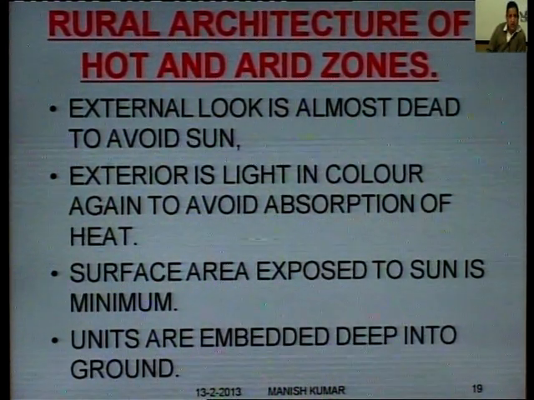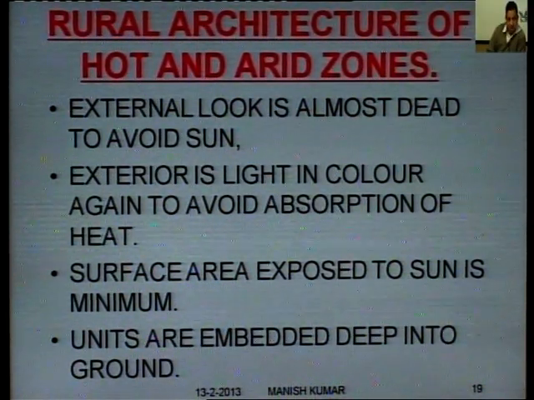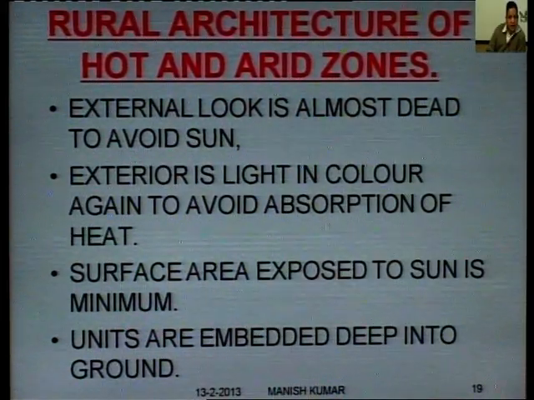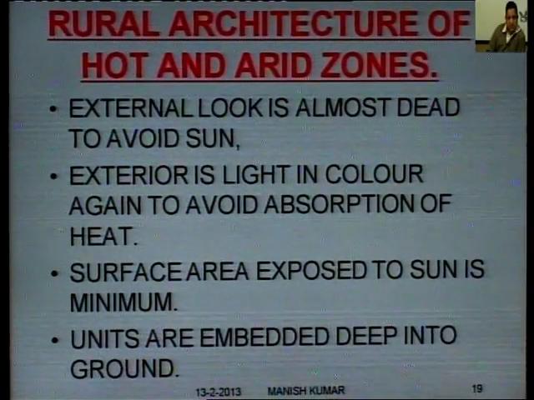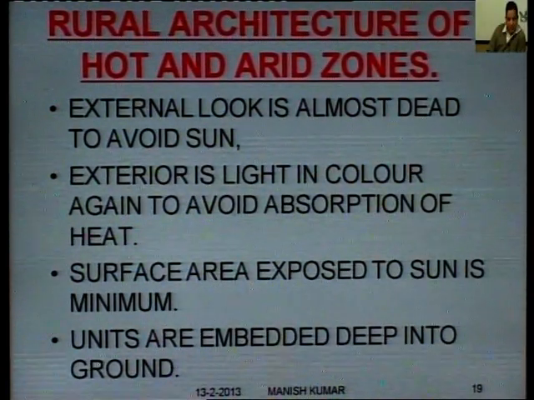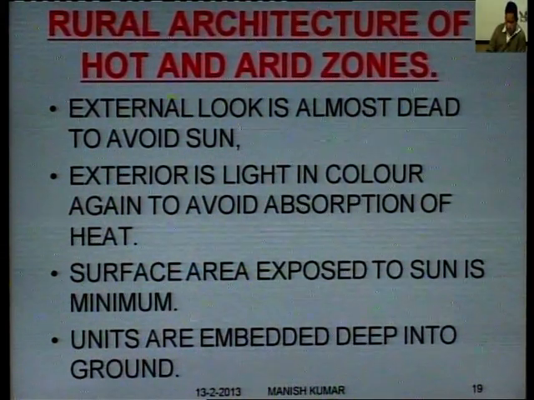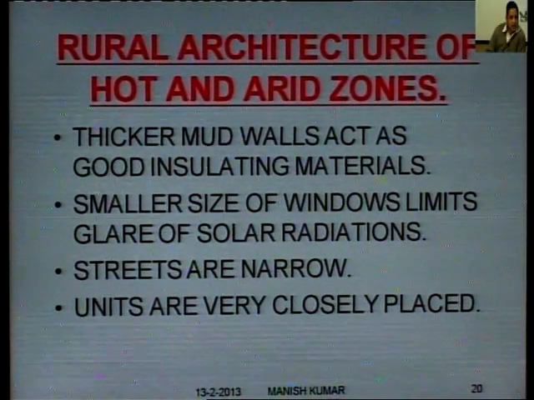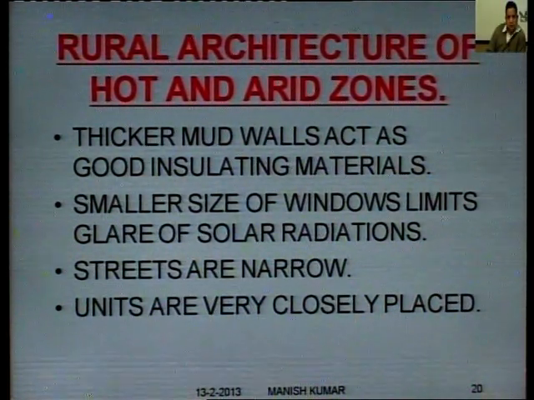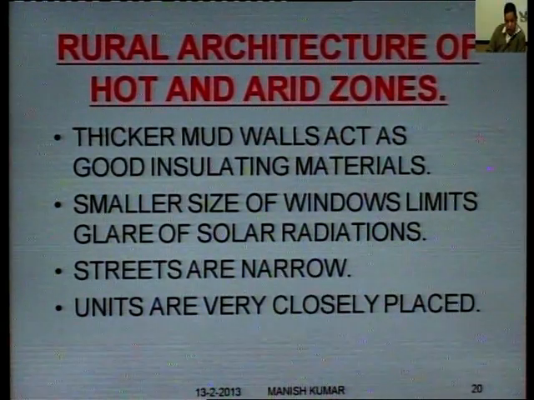Next, rural architecture of hot and arid zones. First, the exterior looks almost dead to avoid sun. We have seen already in slides. Second, the exterior is light in color again to avoid absorption of heat. Third, surface area exposed to sun is minimum. Next, units are embedded deep into the ground. Thicker mud walls act as good insulating material. Smaller sizes of windows limit glare of solar radiation. Streets are narrow. Units are very closely placed.